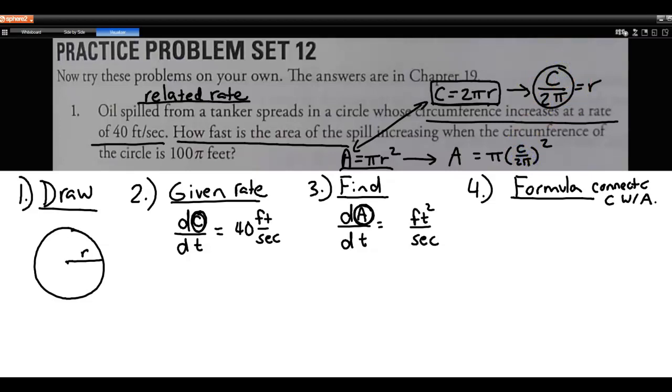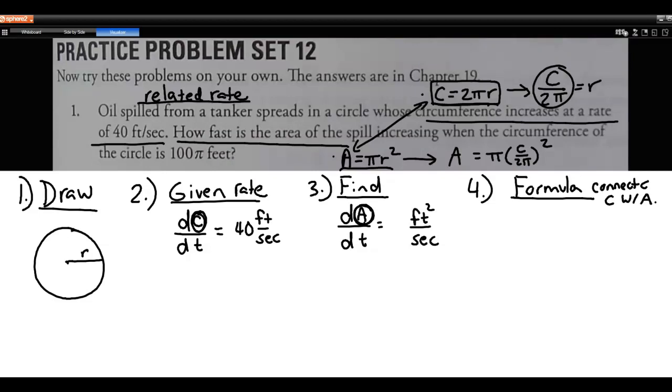So how did I know that I needed to do that? Well, I know that I want a formula that connects C and A. I had a formula that connects C to R, and I had a formula that connects A to R. So I eliminated the R by substituting it with something that has a C in it instead, and that way we get a new formula. It's a little bit tricky, but anyway, let's go ahead and simplify this a little bit.